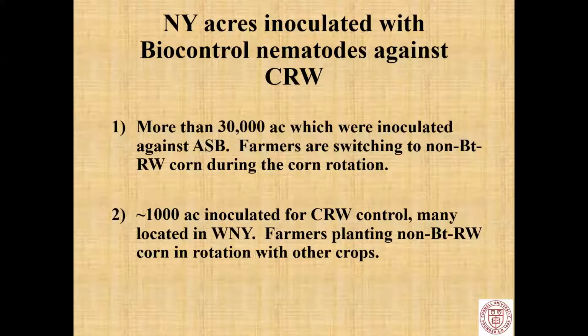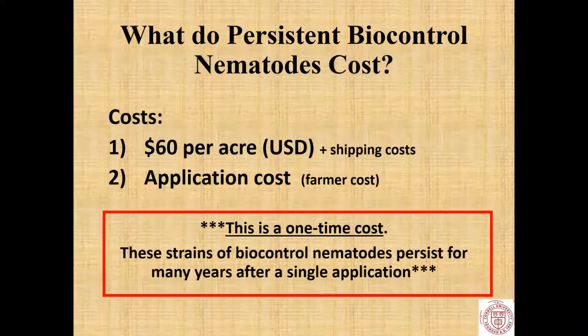So we currently have more than 30,000 acres that have been inoculated in the North Country against snout beetle. Farmers are switching to non-BT rootworm corn during the corn rotation because of inoculating. There have been about 1,000 acres inoculated for rootworms alone, many of them located in Western New York. What does it cost? $60 an acre plus shipping cost and application cost. A one-time cost. We got tired of looking at persistence after 10 years under New York conditions, so we think it's a one-time cost, period.